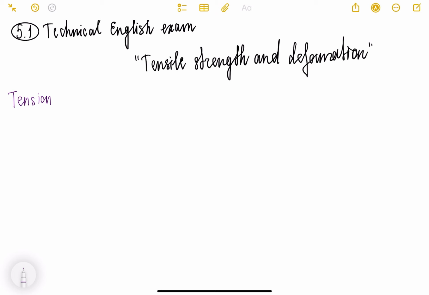Tension. What is tension? Tension. T-E-N-S-I-O-N. Tension. So, first of all, let's write the random line. This line went through tension.